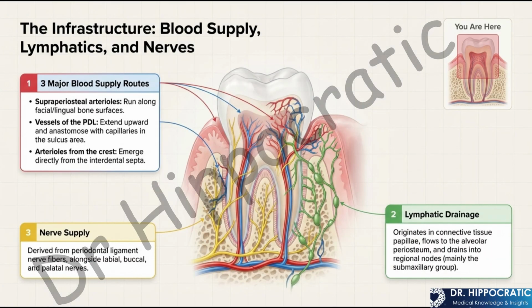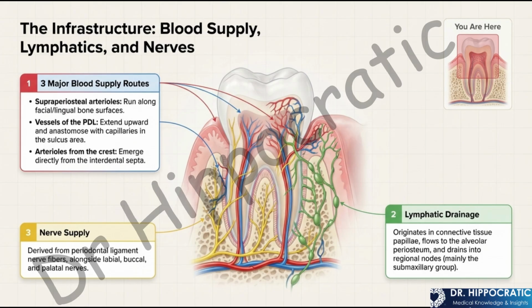Slide 14 reveals the infrastructure keeping this whole fortress alive and functioning. The blood supply, lymphatics, and nerves. Well, you can't run a fortress without supply lines. The blood comes from 3 major routes: supraperiosteal arterioles running along the outside of the bone, vessels from the periodontal ligament flowing upward, and arterioles emerging directly from the crest of the interdental bone itself. Why 3 different routes just for the gums? Redundancy. A fortress under siege needs backup supply lines.